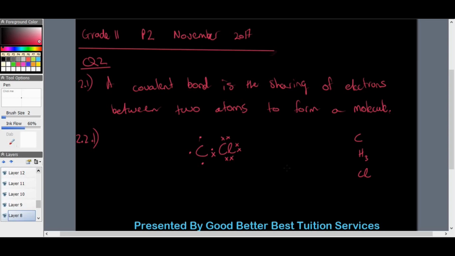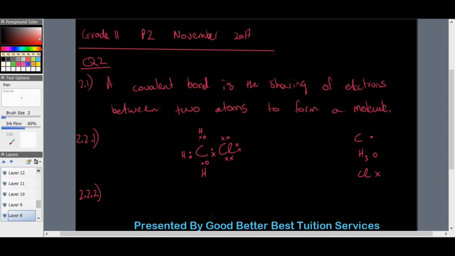So I've made carbon my dot, I've made chlorine my X, and with hydrogen, I'm going to use an open circle. So an open circle, and an open circle, and there's my hydrogens. Now I have drawn CH3Cl. Pretty basic. If your drawing looks somewhat like that, well done.